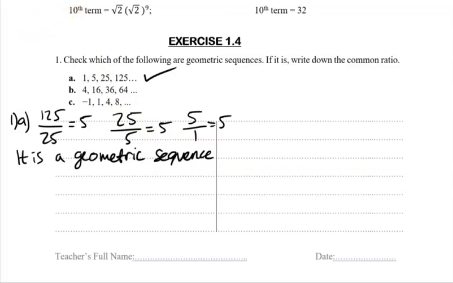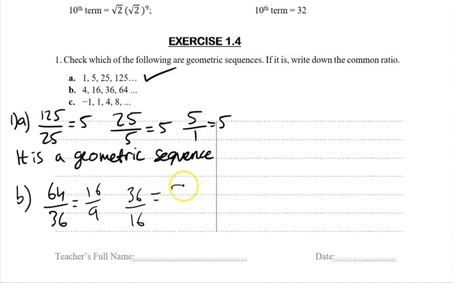Question B. So we're going to do 64 divided by 36. So when you put this in your calculator, you're either going to get a fraction or a decimal number. This is going to equal 16 over 9. Now when we do 36 divided by the previous term, that's going to be 9 over 4. Now these two fractions are not equivalent, so therefore this is not a geometric sequence.